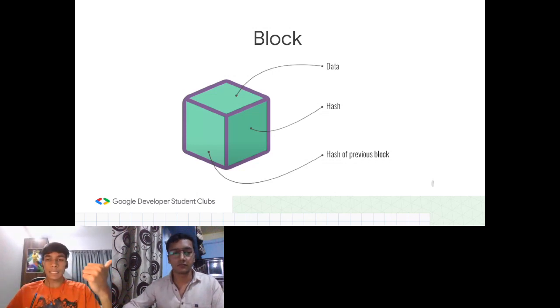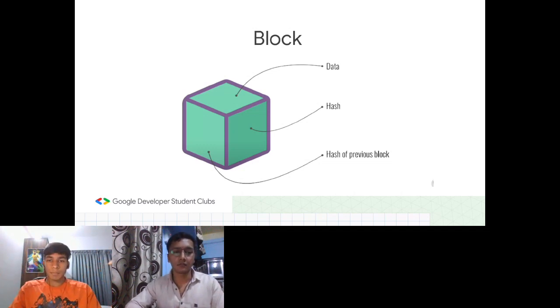The first one is your data. Of course, you're going to need a data field, how you're going to send your transactions. You need a data field where you can send some sort of data. It might be a transaction, or it might be whatever other field of data. There are numerous data types we have, images and whatnot.